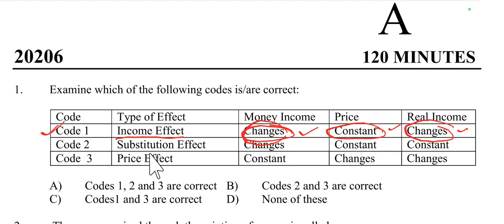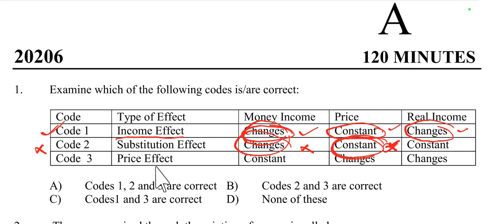Then option 2, code 2: in substitution effect, money income changes, price constant, real income constant. No, in substitution effect only price changes. Here money income remains constant, only the price of the substitute goods changes. Then when the price of the substitute goods changes, we measure its effect on the quantity demanded of the other substitute goods. Money income remains constant, so it doesn't change, only the price effect changes. So here option 2 is incorrect.